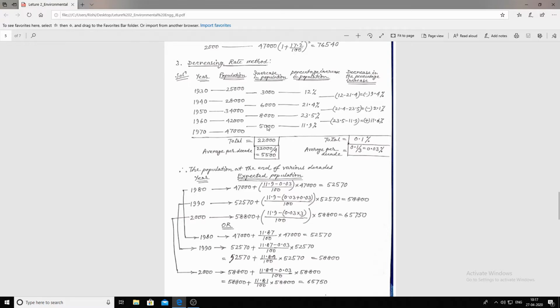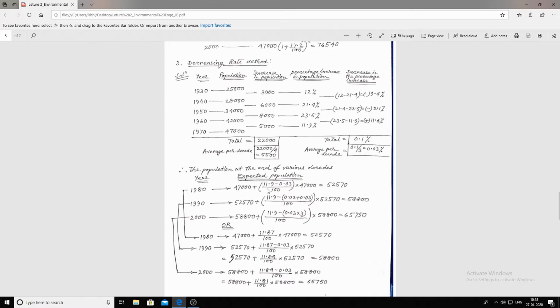In this way we can calculate the average increase in population per decade, as we have already calculated in the other two methods. Now, the decrease in the percentage increase, if you add all these values, gives the total value 0.1%. So, the average decrease in the percentage increase is equal to 0.1 divided by 3, as 3 data are there, which is equal to 0.03%.